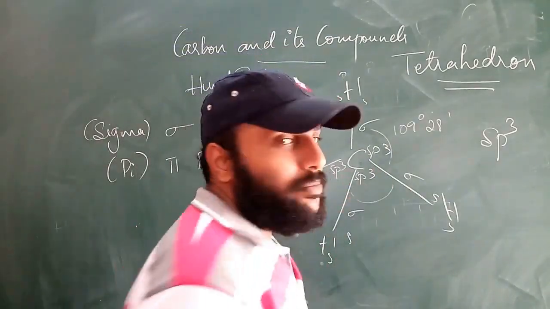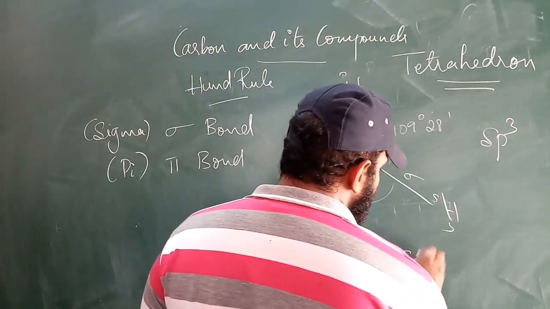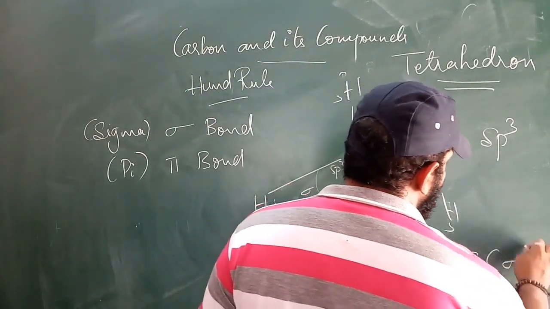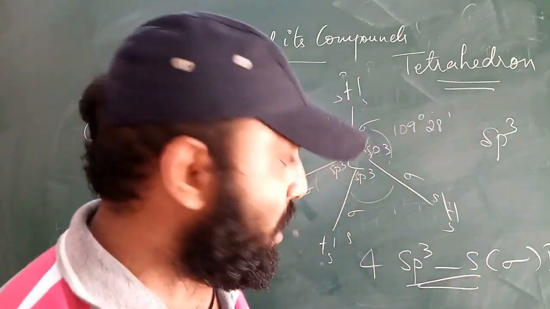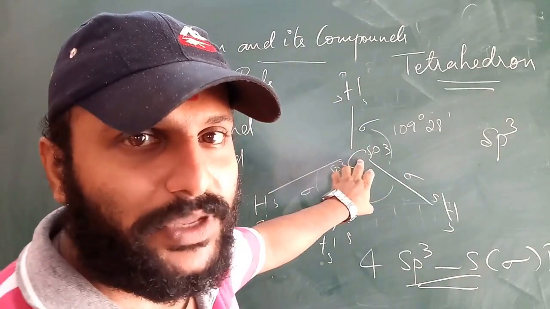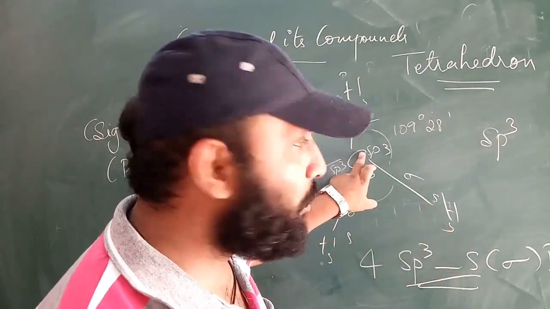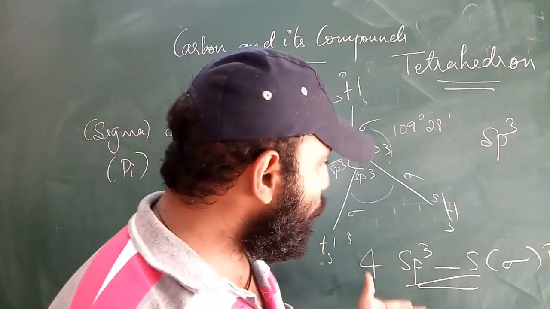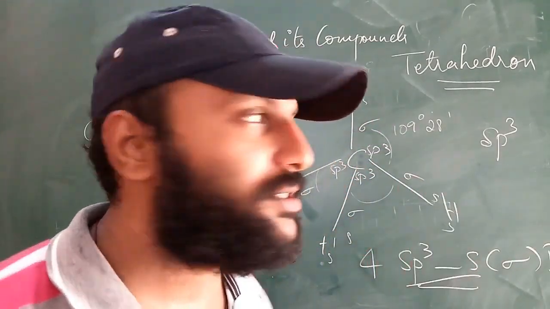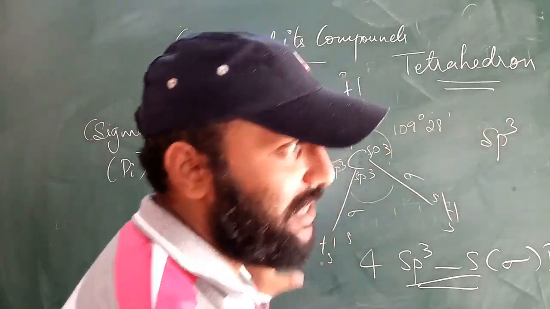So here, how many sigma bonds can we observe? Here 4 sp3 s sigma bonds are formed. Understood what is this sp3 s? One sp3 orbital of carbon atom and 1 s orbital of hydrogen atom. In that way, 4 sp3 s sigma bonds are formed in what? sp3 hybridization. What is that example?